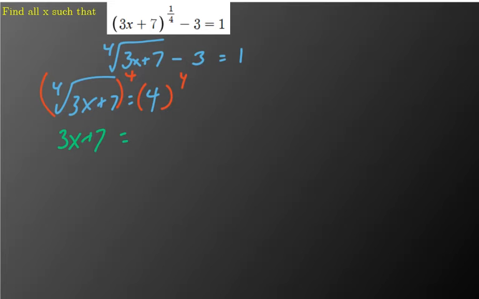And then 4 to the 4th is 256, okay? And then just basically minus 7. That would be 249, and then if you divide by 3, that is 83.